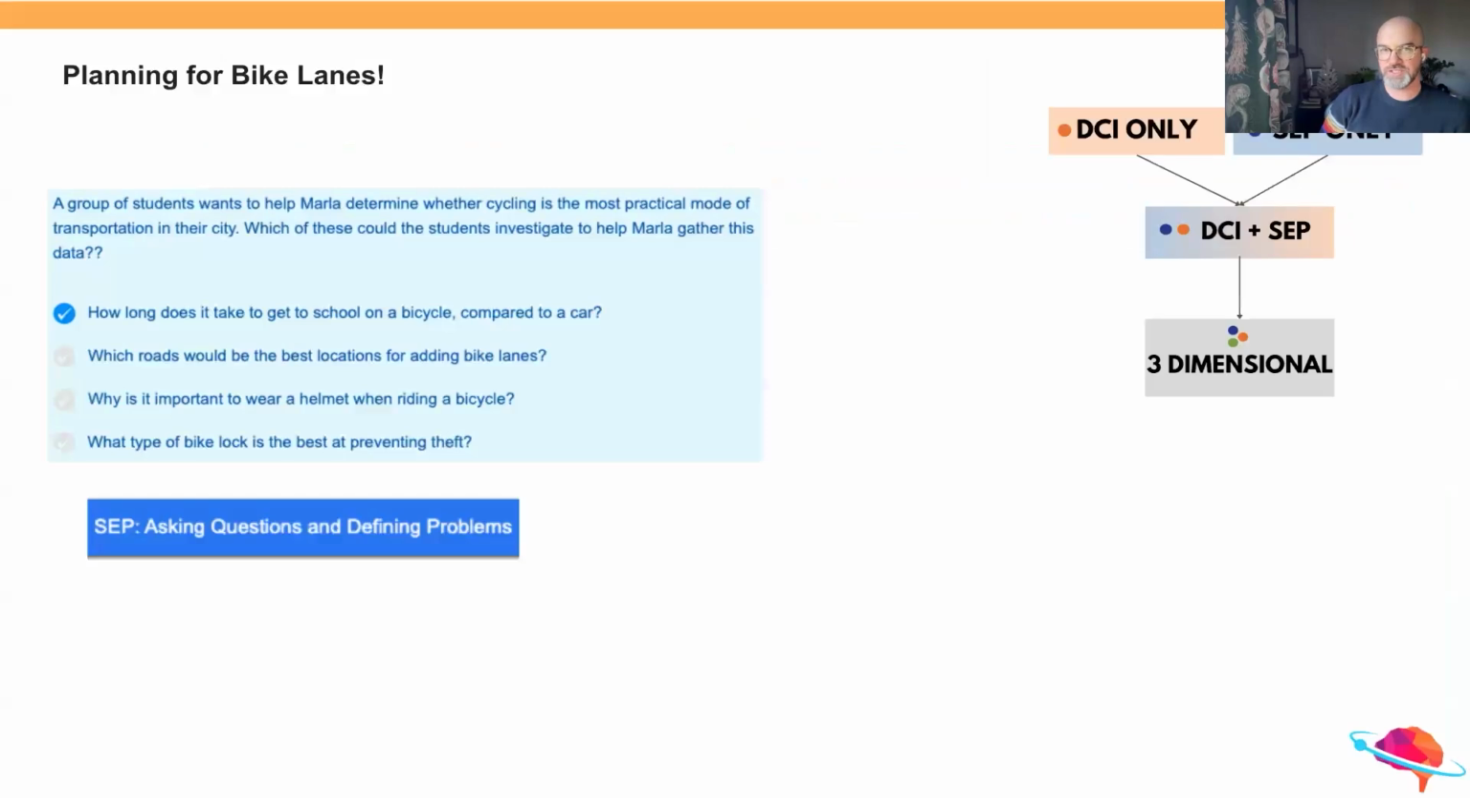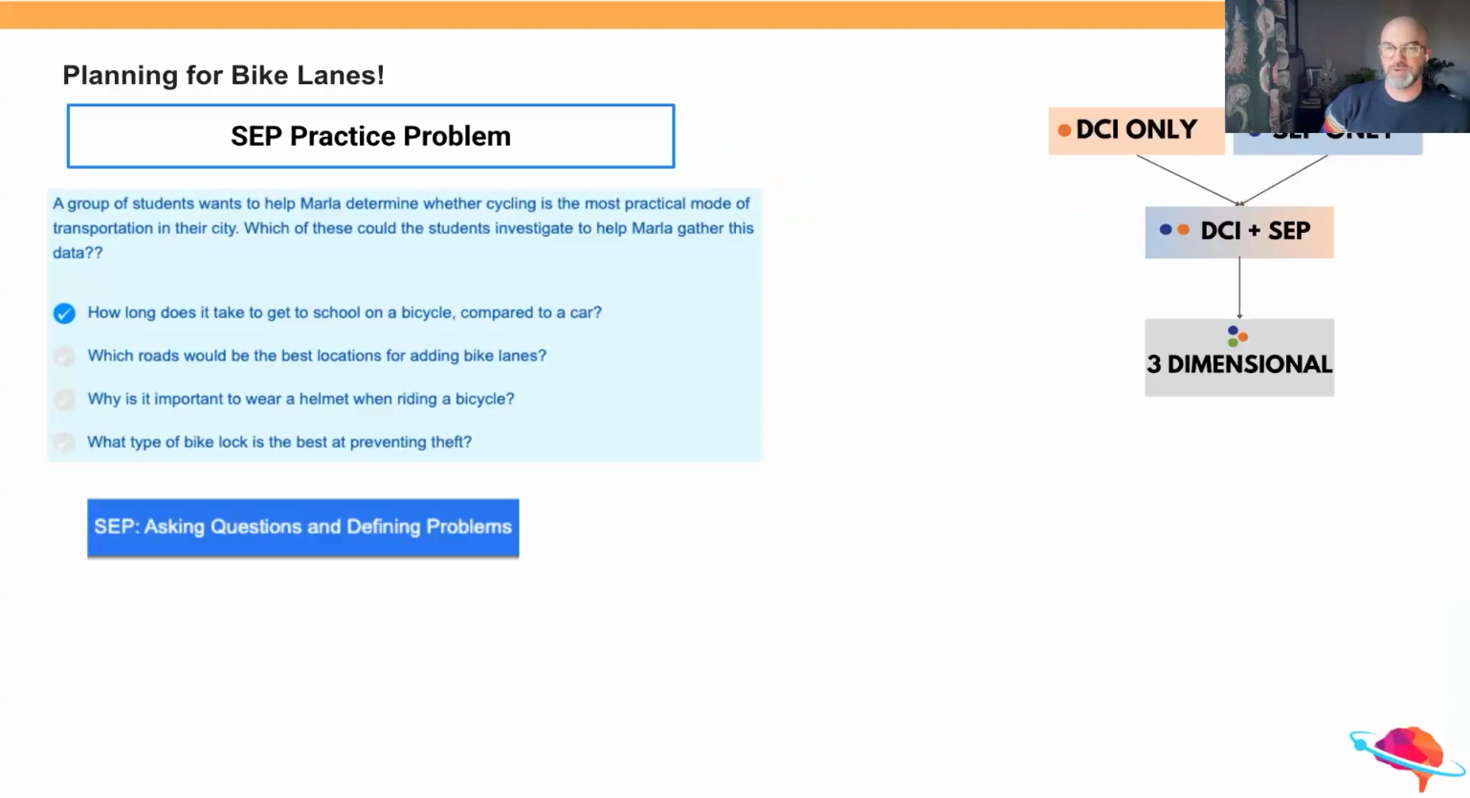And so one of those questions are SEP only questions. And we have questions on the InnerOrbit site that are called SEP practice problems. And one of these SEP practice problem sets is about planning for bike lanes. So someone is working with their city council, they're planning for bike lanes for greater accessibility in their city. And we ask them questions about, a group of students wants to help Marla determine whether cycling is the most practical mode of transportation in their city. Which of these could the students investigate to help Marla gather this data?